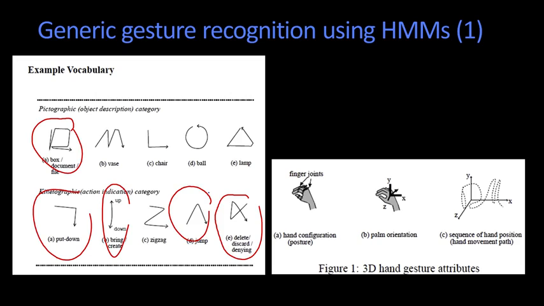The inputs that they were going to use, and they were going to control it with the hand, were a couple of different kinds, right? They had something to do with hand configuration or posture, how your fingers were shaped, okay? They also had how you were holding your palm, and then they had a sequence of hand position, a motion, okay? And they wanted to use all of this information to make a decision about what gesture you were indicating.